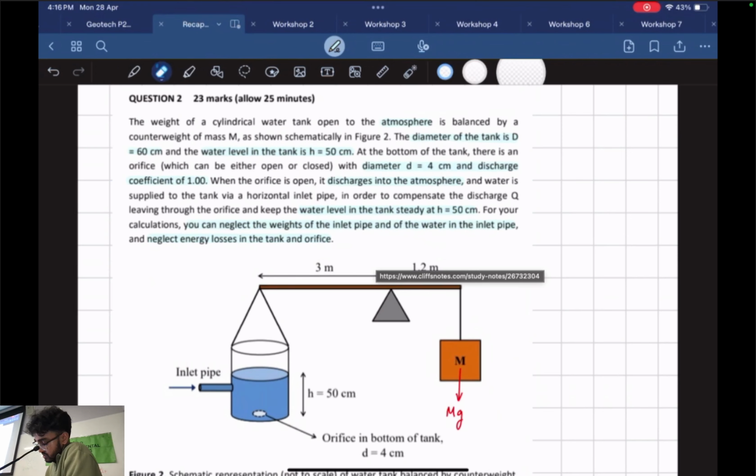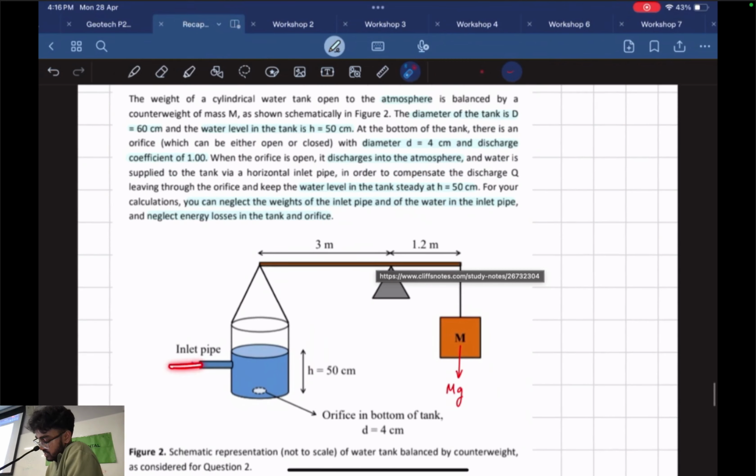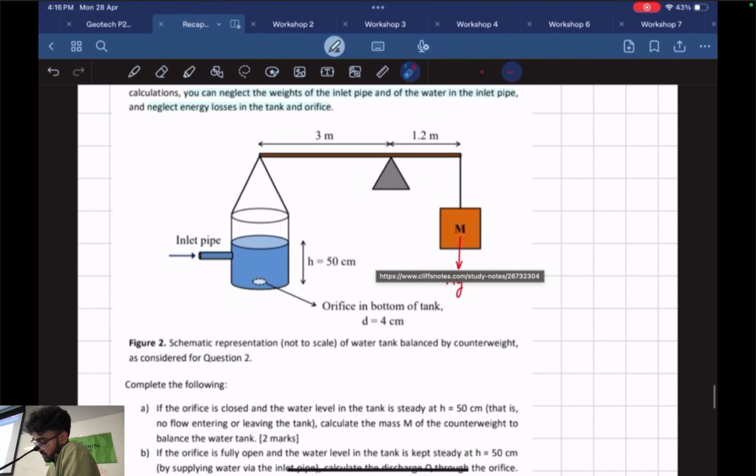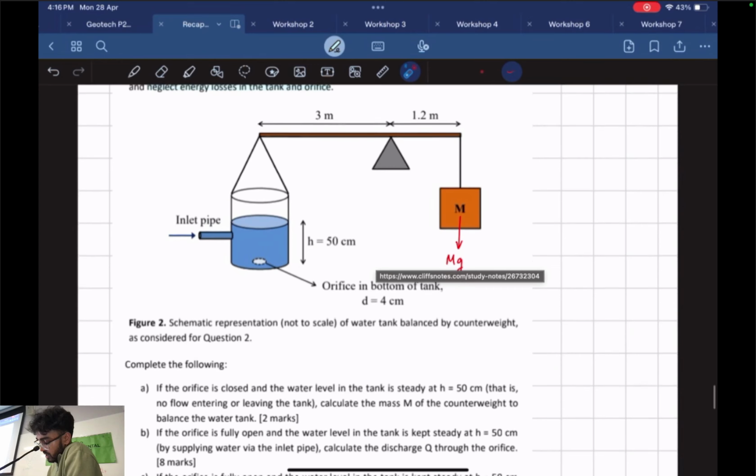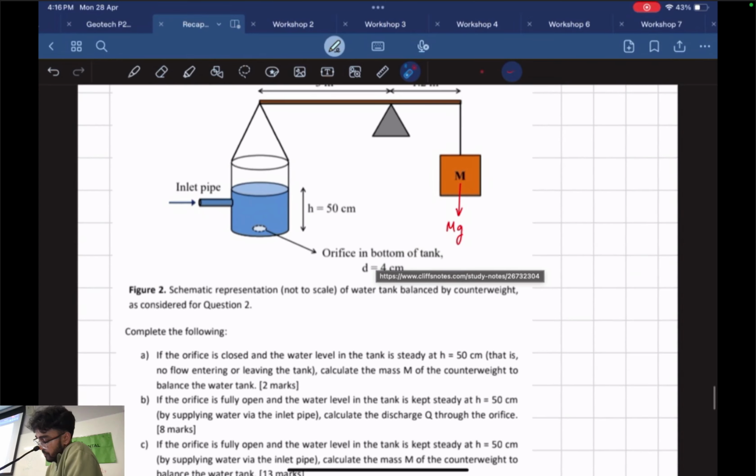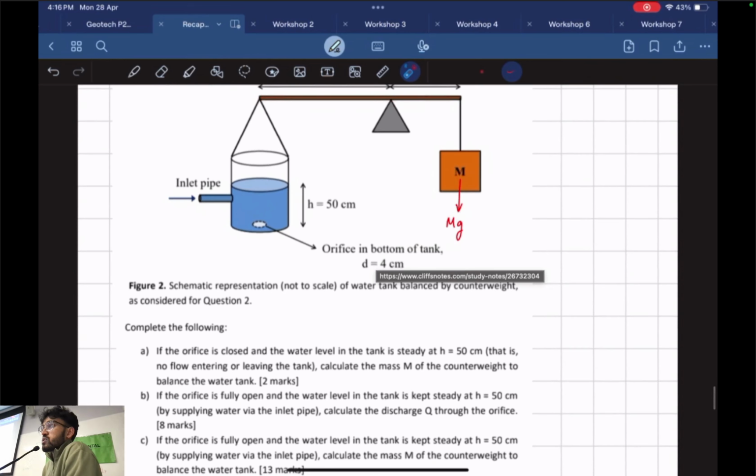They've given us a water tank, which has an inlet and outlet pipe, orifice, whatever. So this orifice at the bottom can be closed or open, right? Depending on what you want. So in the first part of the question, they've told us that it's closed, right? And what we need to find out for part A is what the mass of this block is going to be in order to balance it out, right? So we're going to use moments again at one point, right?